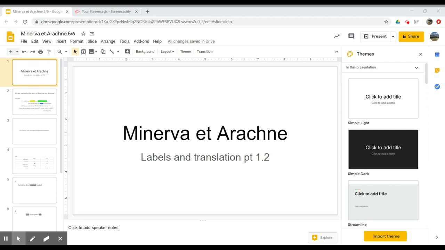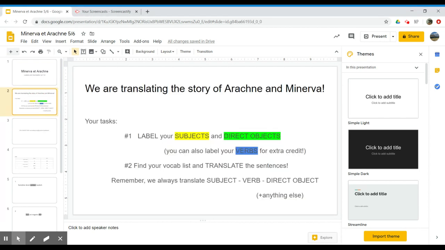Today's assignment is exactly like Monday's assignment. We're going to be schematizing, which means labeling our subjects and direct objects, and also translating a few sentences about the story of Minerva and Arachne. I have the same introductory slides for this slide presentation as I did for the one on Monday.